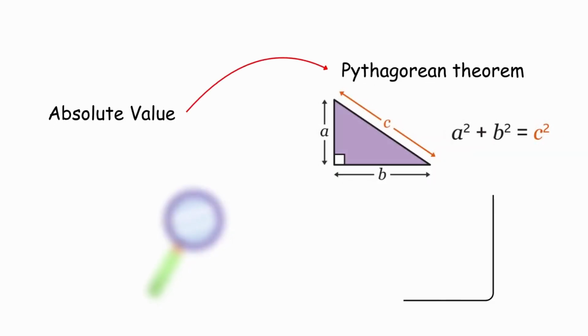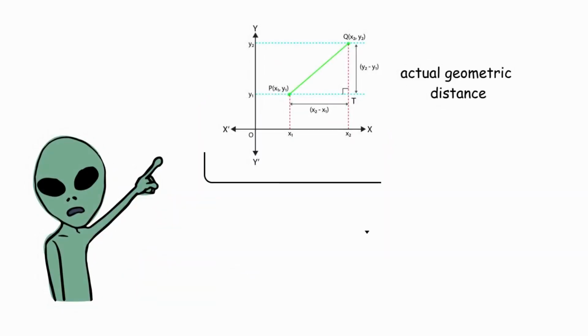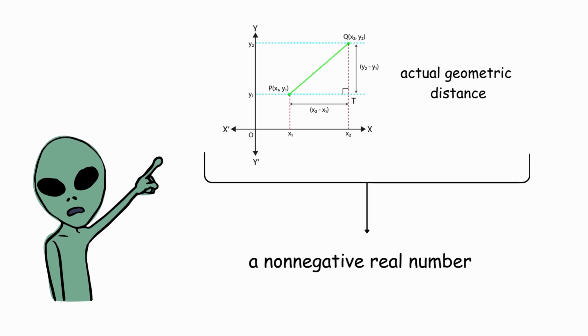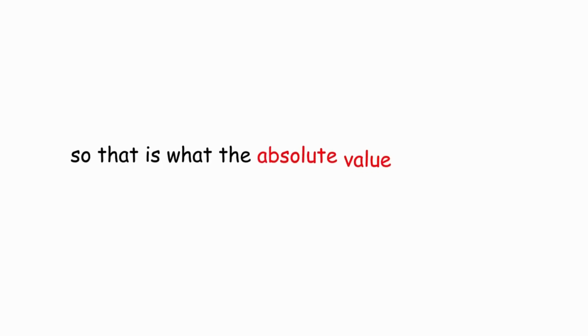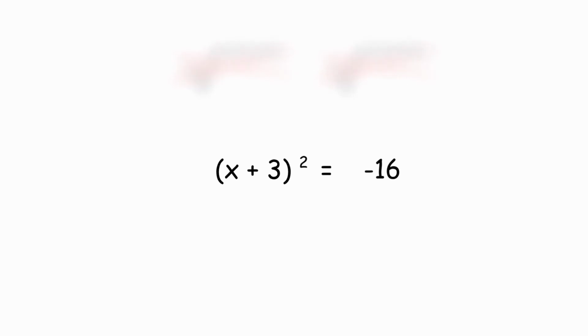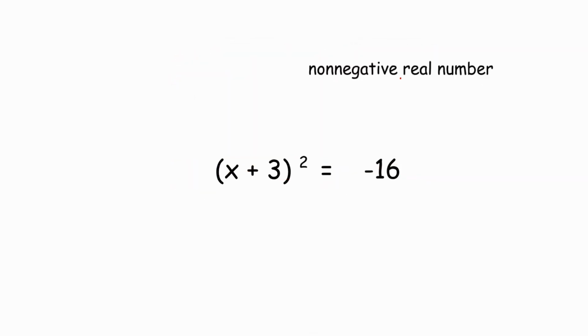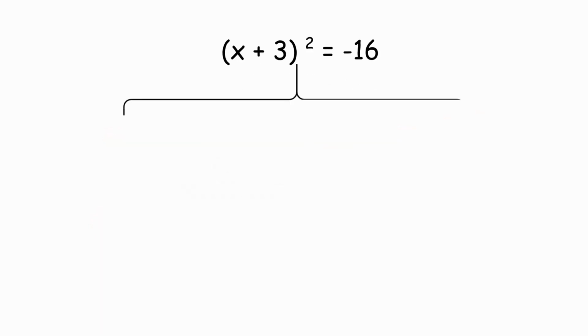This can be calculated using the Pythagorean theorem, but the specific details aren't that relevant right now. The main point is that an actual geometric distance only makes sense as a non-negative real number, so that is what the absolute value of a complex number must be. In the case of this equation, we can't just take the square root of both sides and get a non-negative real number on the right, so the absolute value method will fail. Still, we can split the equation into two cases based on the available possibilities.